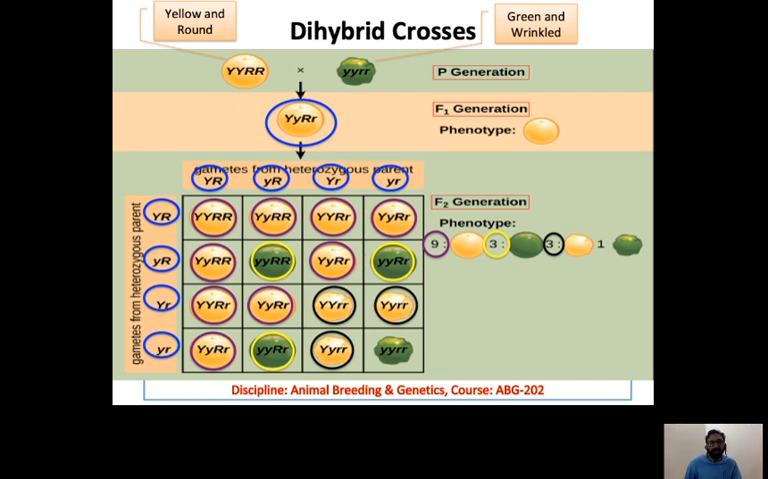And finally, green and wrinkled. That's only one individual. If you sum together all of them, there would be 16. So 16 different types of genotypes, and they produce 4 different types of phenotypes. So 9 of one type of phenotype, 3 of another type, 3 of another, and 1 of another. So the classical ratio for the dihybrid cross is 9 to 3 to 3 to 1.